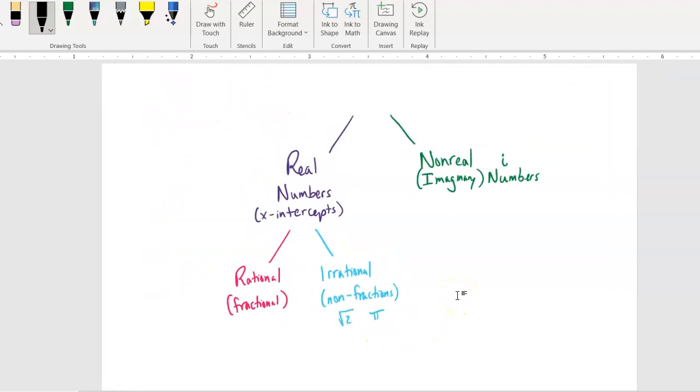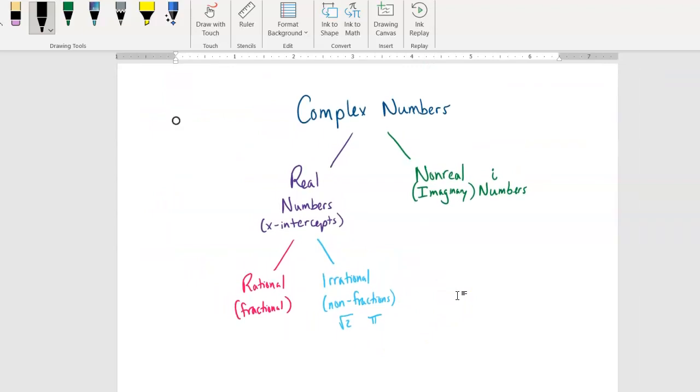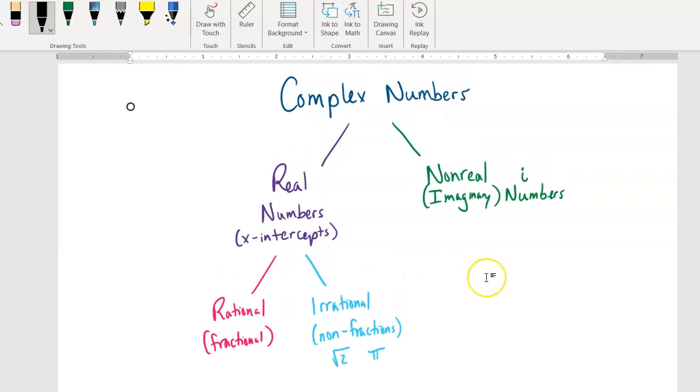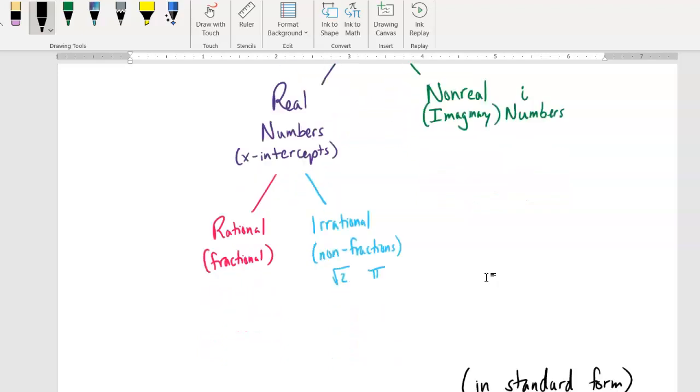And so there are other categories of numbers, but these are the key ones. The reason why these are so important to understand is because this is going to help us with the next thing that we're going to be learning about, and that's finding all the zeros or roots of a polynomial.